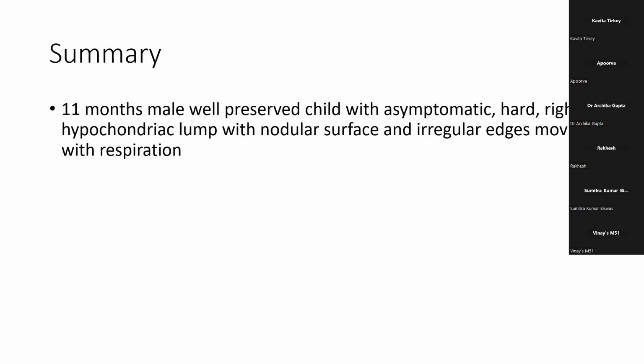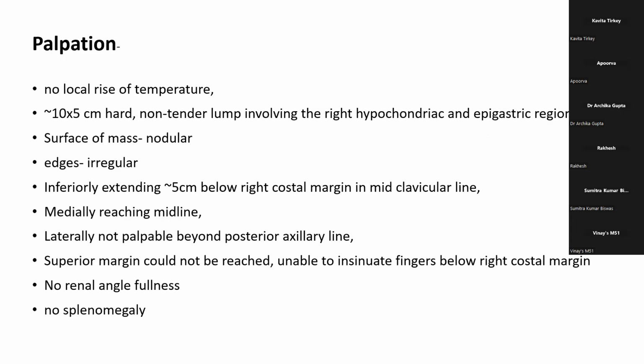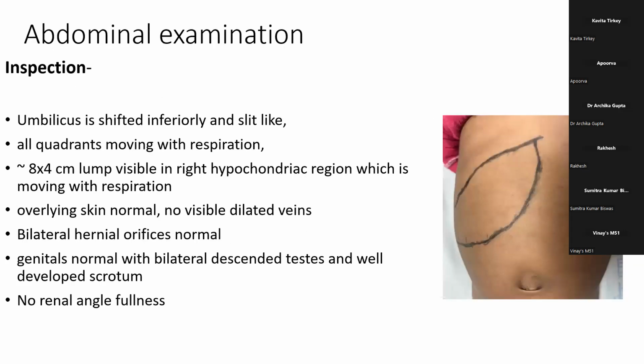Have you seen the genitalia of the patient? I have seen the genitalia, sir. The genitals were normal and the bilateral testes were descended as well. The scrotum was well developed as well. Okay. There was no swelling in the inguinal area. No, sir. Bilateral hernial orifices were normal. Okay, go ahead.